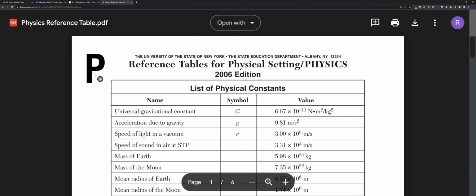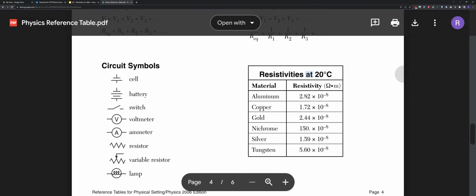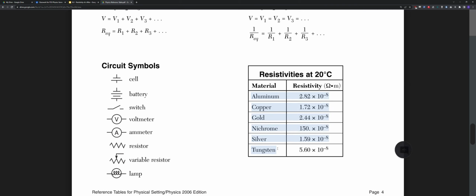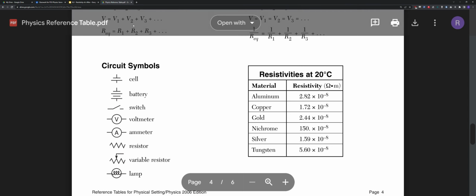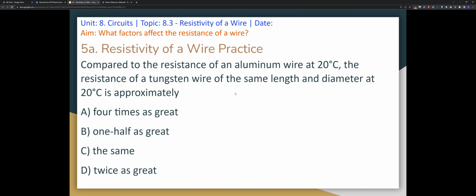And so now we get to your reference table. On the 4th page of your reference table, on the bottom there, you should see the resistivities of 6 different materials at 20 degrees Celsius. The reason why it's important is because at 20 degrees, we just measure the resistivity at room temperature. So as the temperature increases, my resistivity will also increase, because you make these atoms vibrate more, and the innate material's resistance to electron flow, the resistivity, increases.